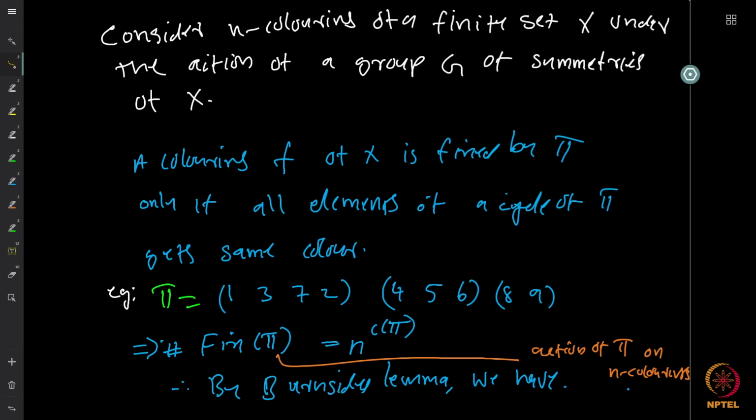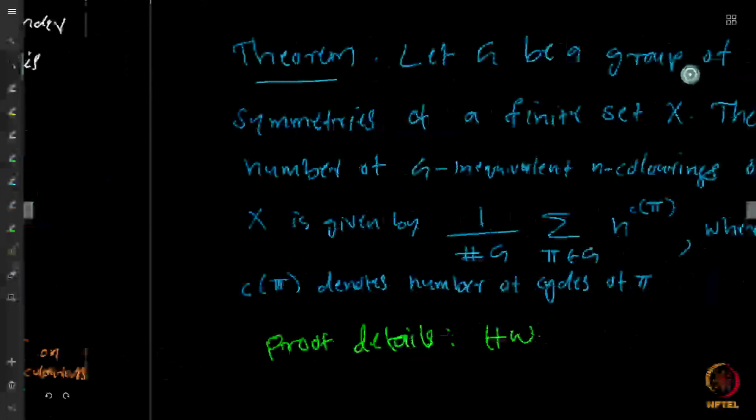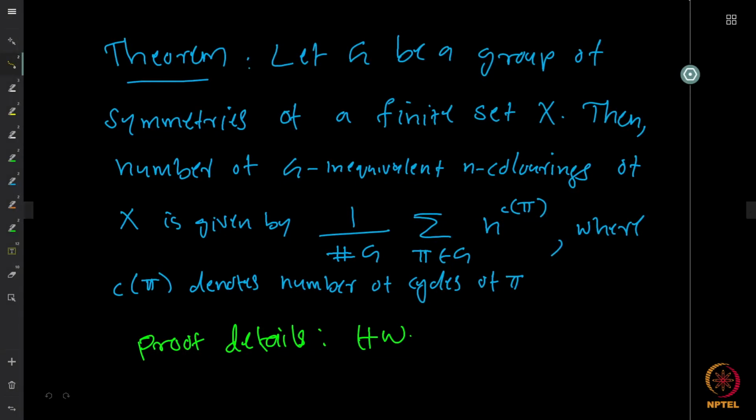So therefore, by Burnside's lemma, we can rewrite this observation as follows. If G is a group of symmetries of a finite set X, and you are looking at the number of G-inequivalent n-colorings of the set X, that is given by 1 by cardinality of G, summation over pi belonging to G, n raised to C of pi, where C of pi denotes the number of cycles of pi, right? So the proof, I already explained the proof, so I want you to write it down formally, with all the necessary arguments. Okay, so that is the homework for you.